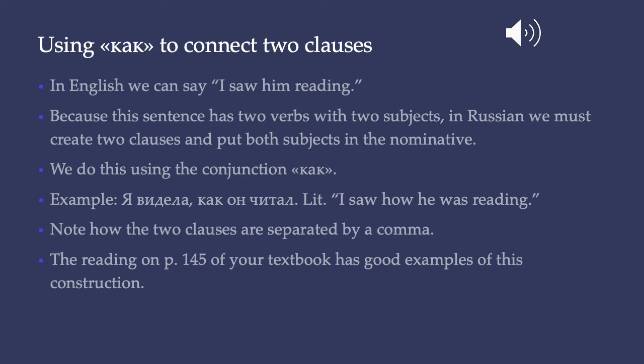And note that the two clauses are separated by a comma. Clauses must always be separated by a comma in Russian. And so we have the main clause, Я видела, comma, как он читал, how he was reading, the subordinate clause. And so this is quite a straightforward construction. It's just not what we do in English.